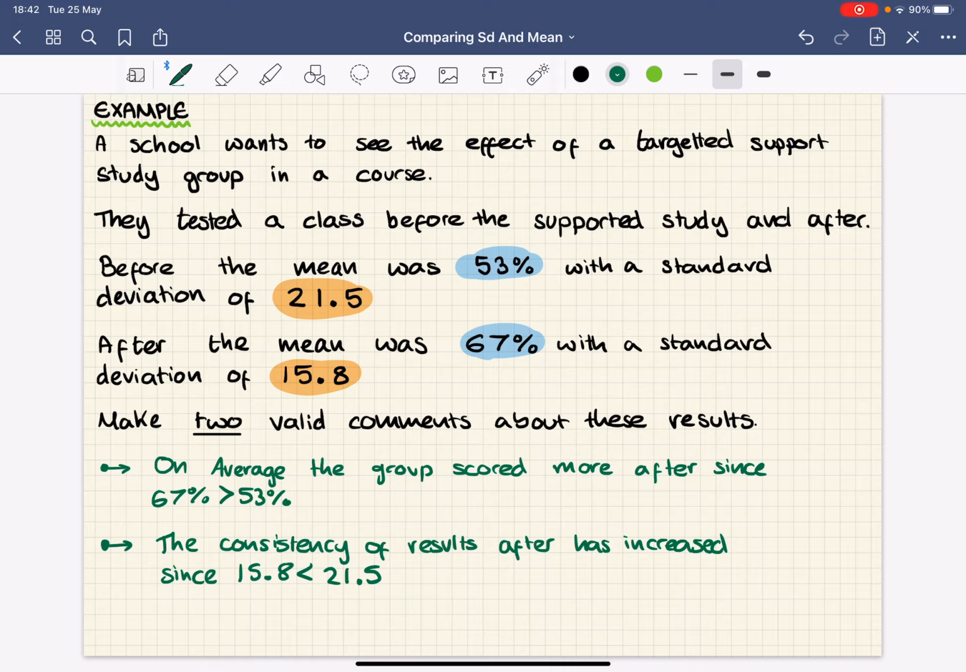And again, you can structure these in slightly different ways. So I could always say the results of the test after was more consistent. So that's another way I could change that wording. But again, I still got to use that correct terminology, got to have that context, and got to have that numerical comparison. So let's take a look at one more then.